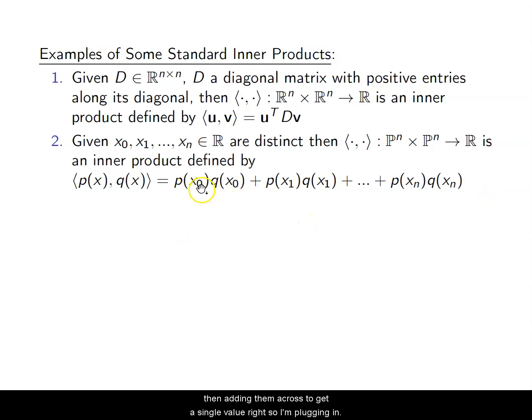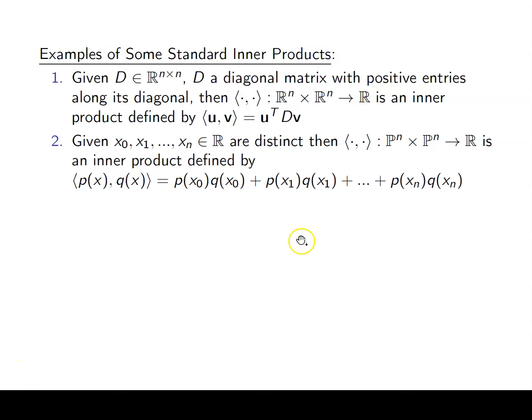So I'm plugging in x naught into my first polynomial and into my second polynomial, figuring out what those values are, multiplying them, adding them to the same thing with the next value that I'm interested in, and so forth and so forth. Okay, so this is commonly used in least squares regression, right?